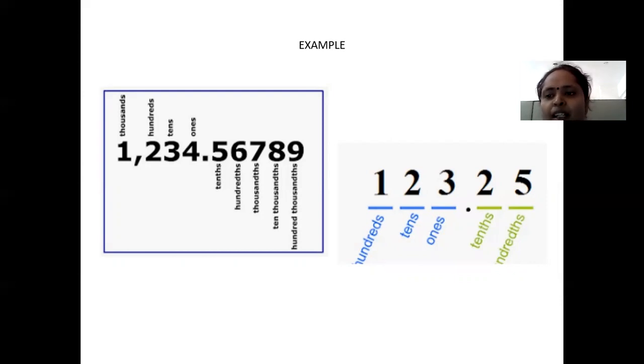I move to another example, 123.25. If you observe here also, children, in the ones place we have 3, in the tens place we have 2, and 1 in the hundreds place. Similarly, after the decimal, we have 2 in the tenths place and 5 in the hundredths place. So this is about the place values of the decimals.